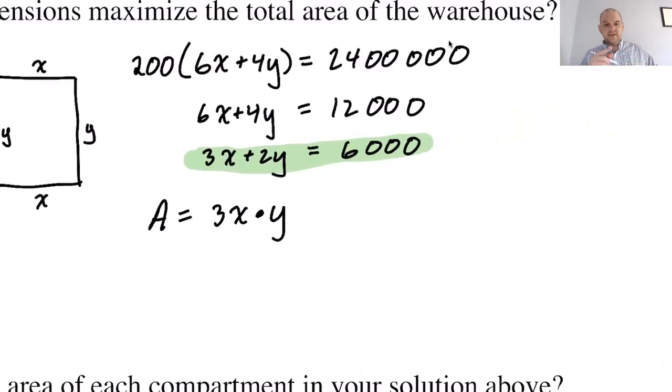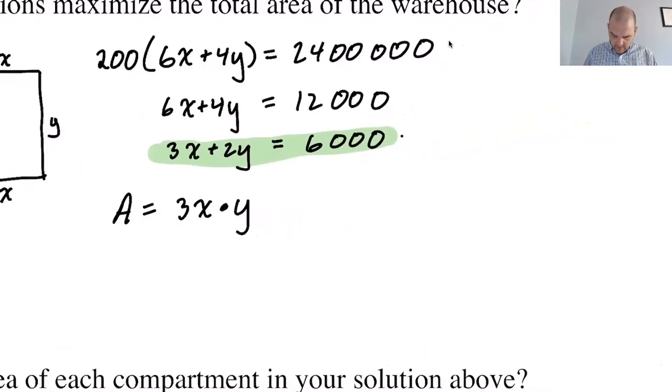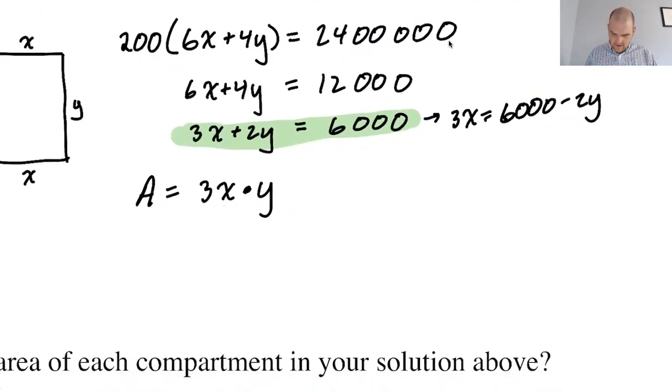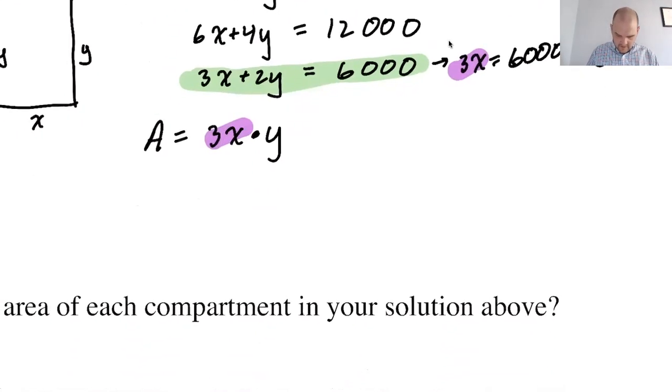So interestingly, the helper equation has 3x in it, and our function has 3x in it. So I'm actually going to do this. I'm going to say from the helper equation that 3x is equal to 6,000 minus 2y. And then I'm going to take this and do a little substitution and get that the area is 6,000 minus 2y times y.